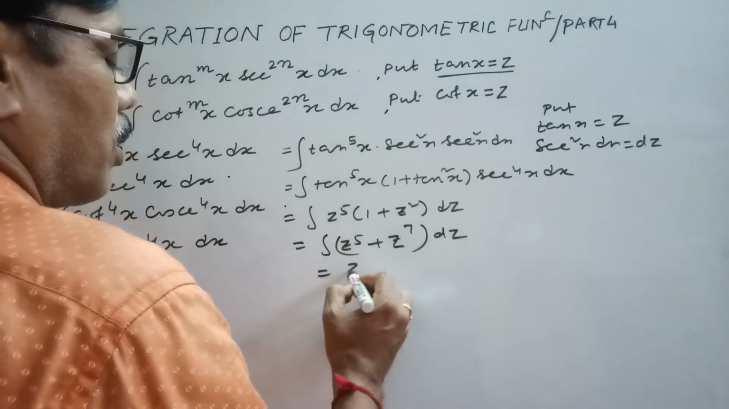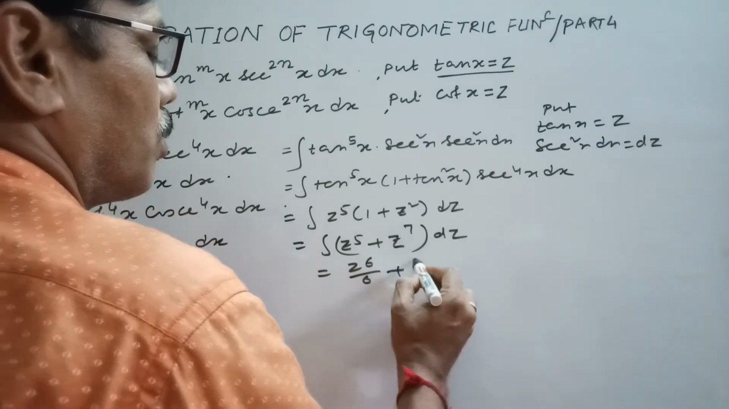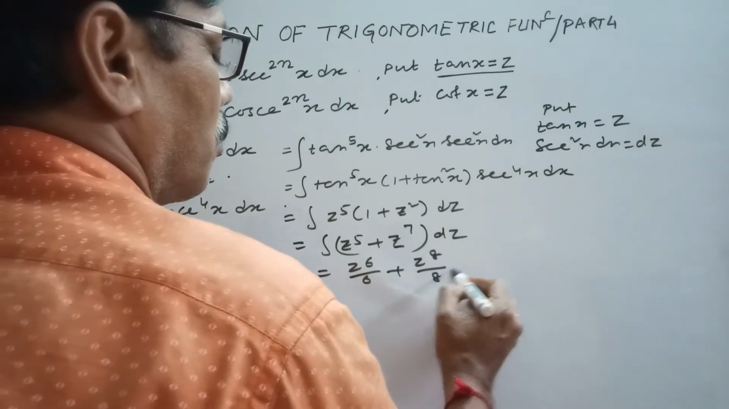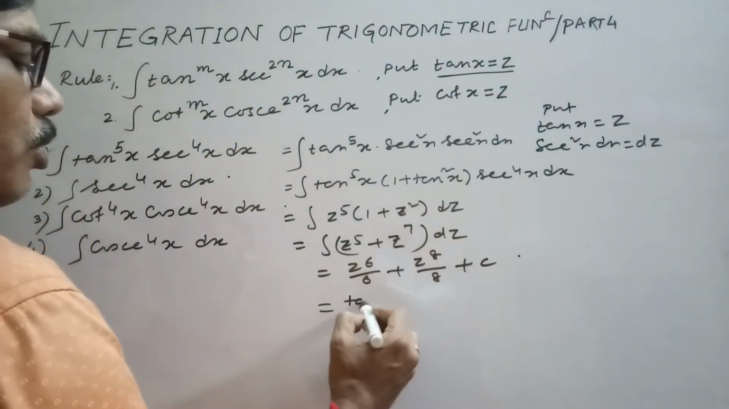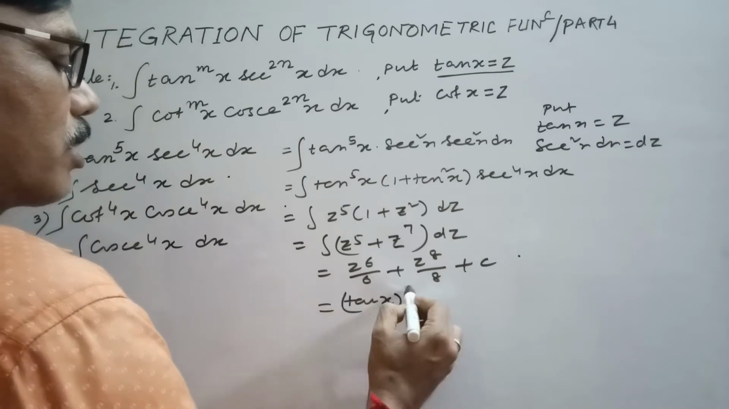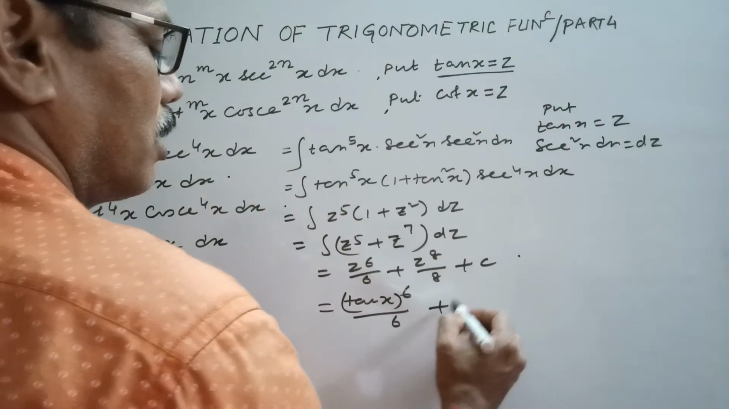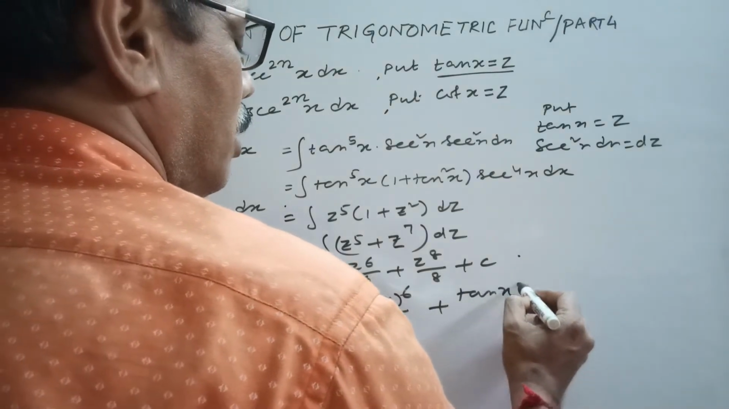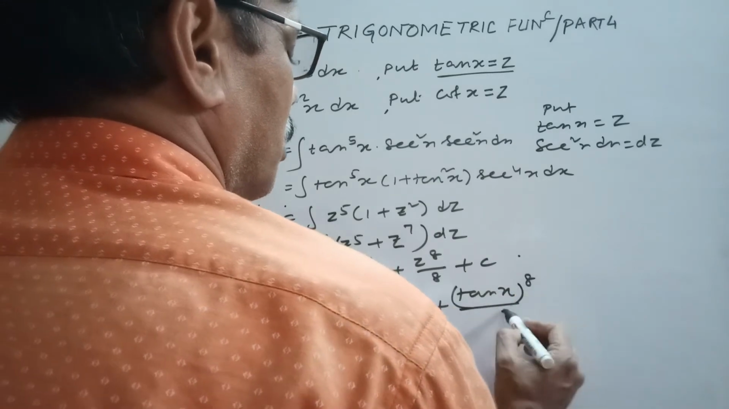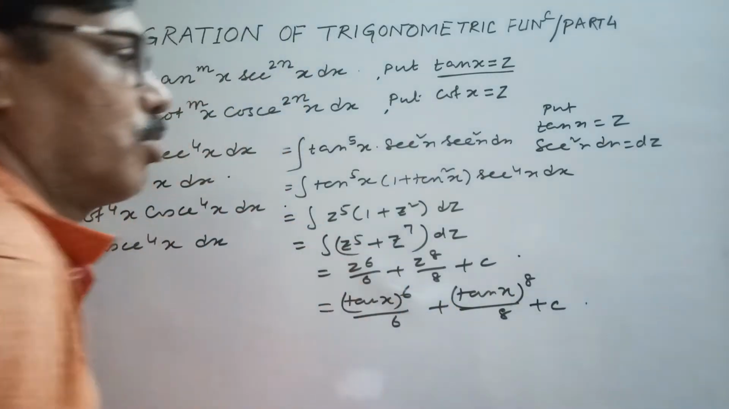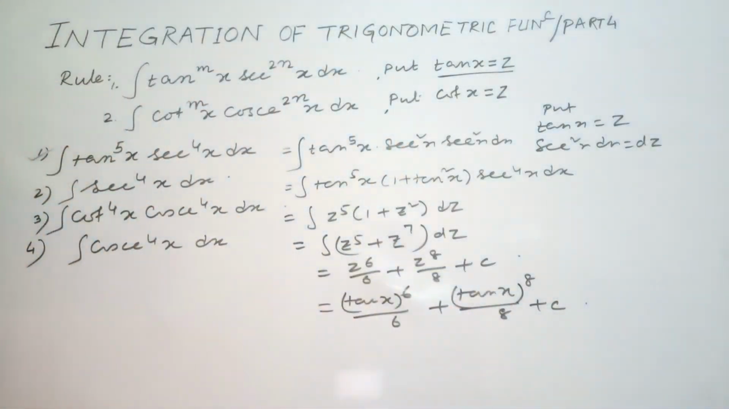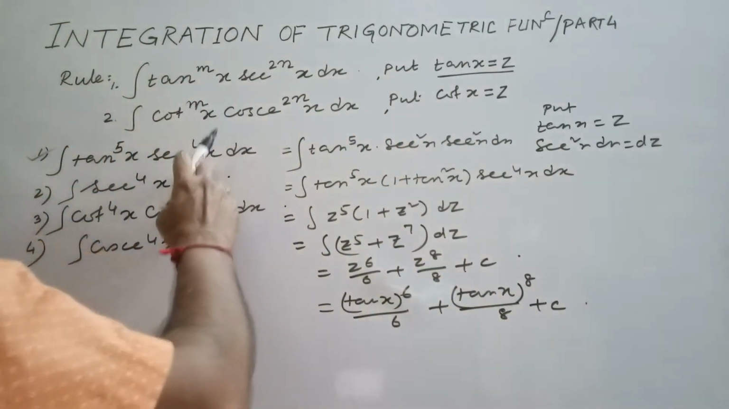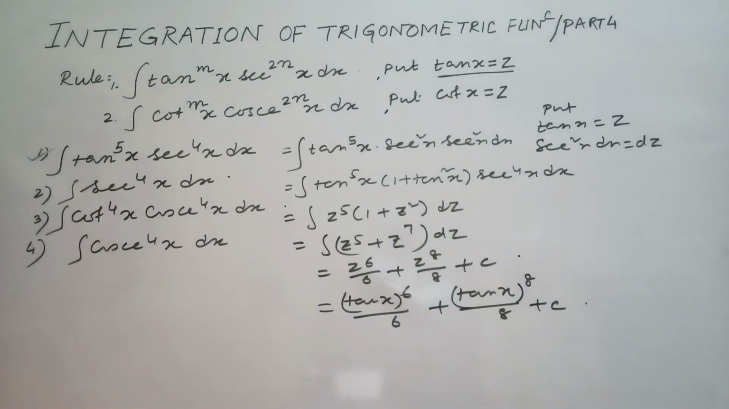So z to the power 6 by 6, z to the power 8 by 8, plus c. Put the value of z. So tan x to the power 6 by 6, tan x to the power 8 by 8, plus c. So this is only a 2 marks problem. So the power of sec is given. Now problem number 2.